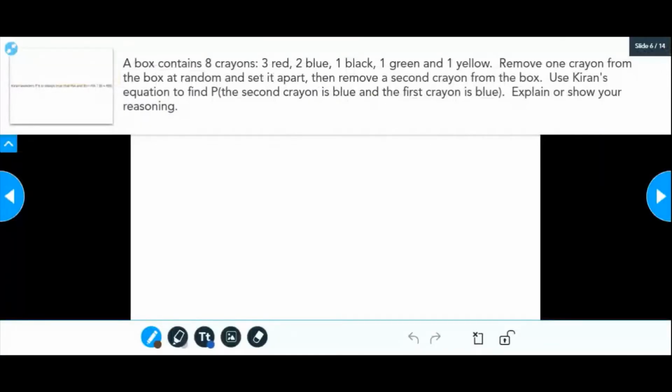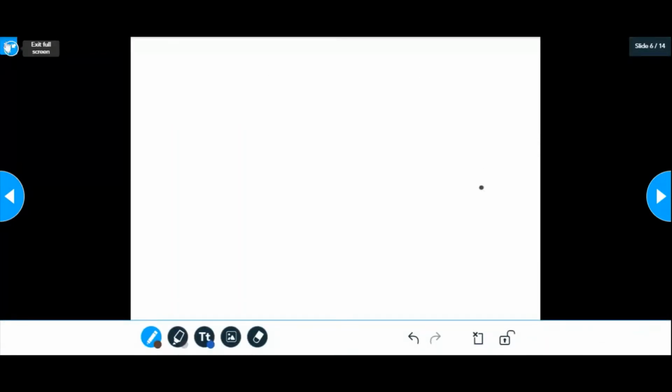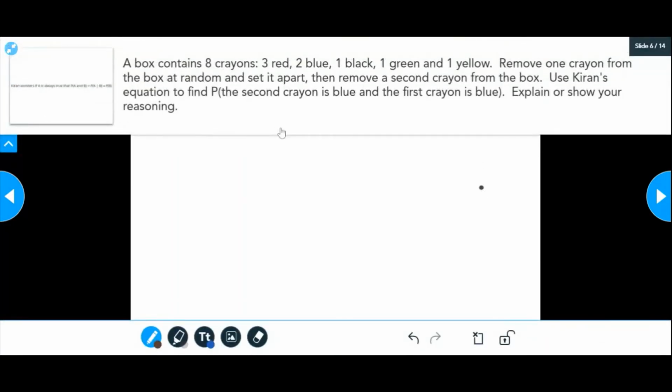All right, moving on in the Nearpod, the next slide says a box of 8 crayons, 3 red, 2 blue, 1 black, 1 green, and 1 yellow. Remove 1 crayon from the box at random and set it apart, then remove a second crayon from the box. Use Curon's equation to find the probability that the second crayon is blue and the first crayon is blue. Explain or show your reasoning.